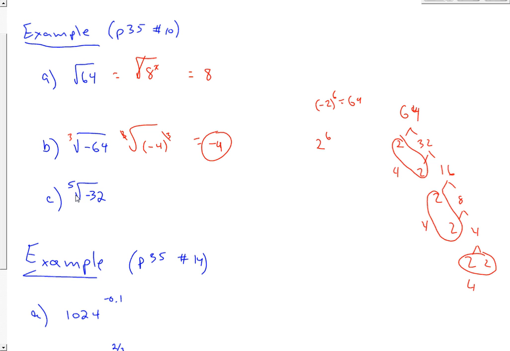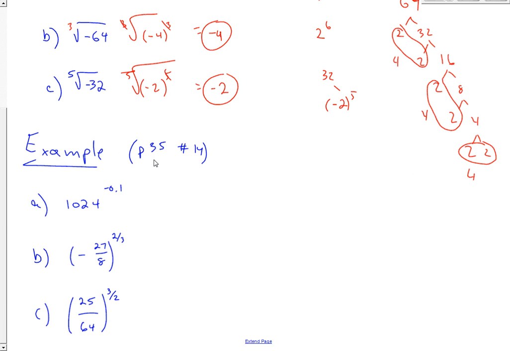Part C is the fifth root of negative 32. So similarly, make a factor tree if you need to. When you break that down, you will get 2 to the fifth. With an odd exponent, negative 2 to the fifth is negative 32. So I get negative 2 to the fifth, and I'm taking the fifth root of that. The radical cancels out the exponent. I will get negative 2.